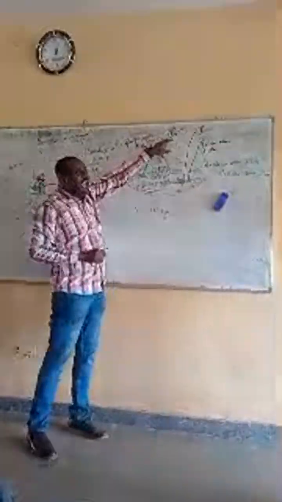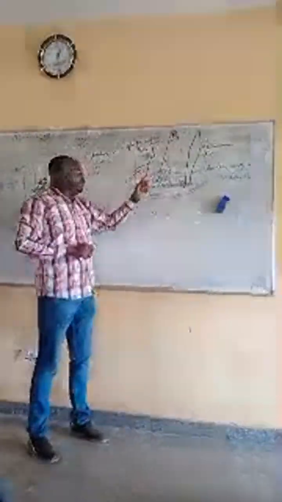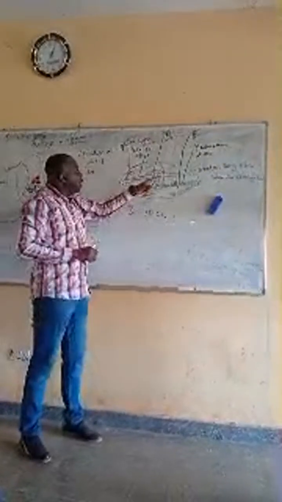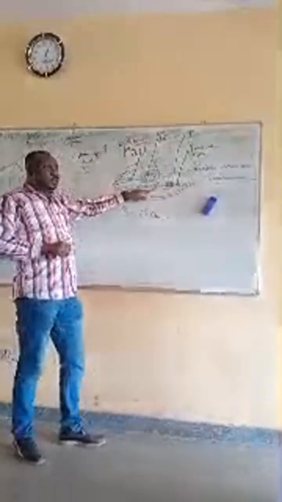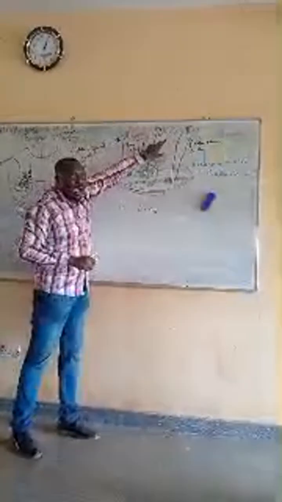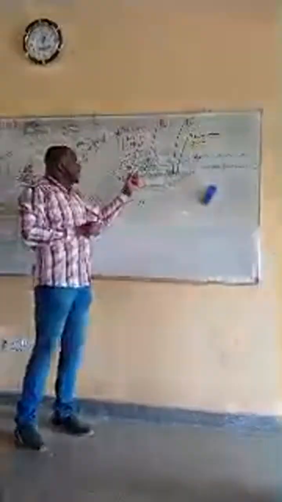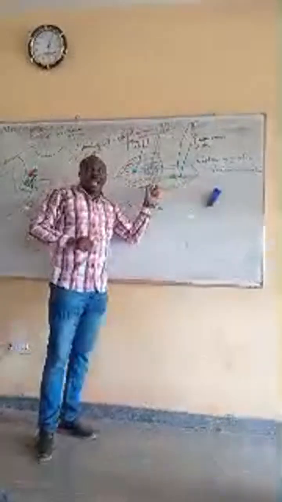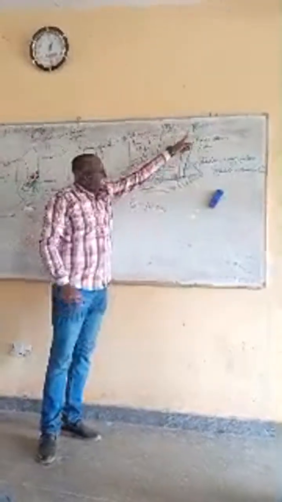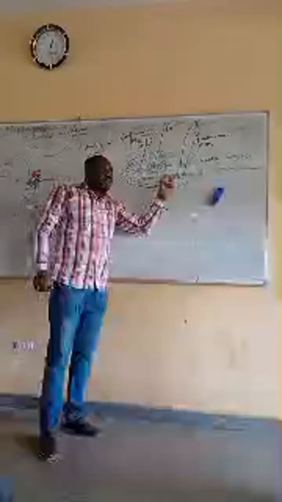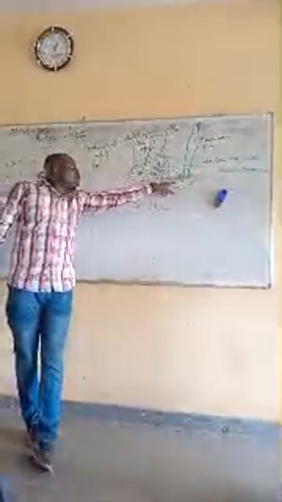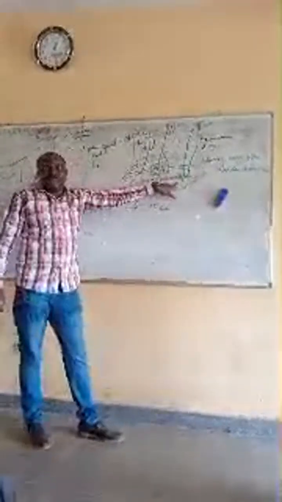Now, listen. The type 1A fiber innervates both the nuclear bag and the nuclear chain fiber, whereas type 2 fibers innervate only the nuclear chain. You can see it from the diagram. It innervates only the nuclear chain fibers.